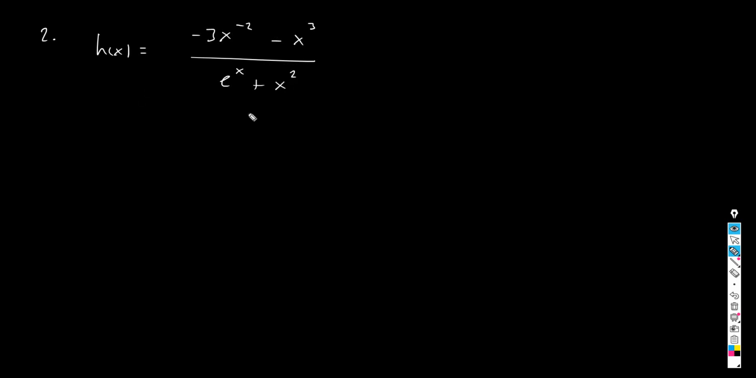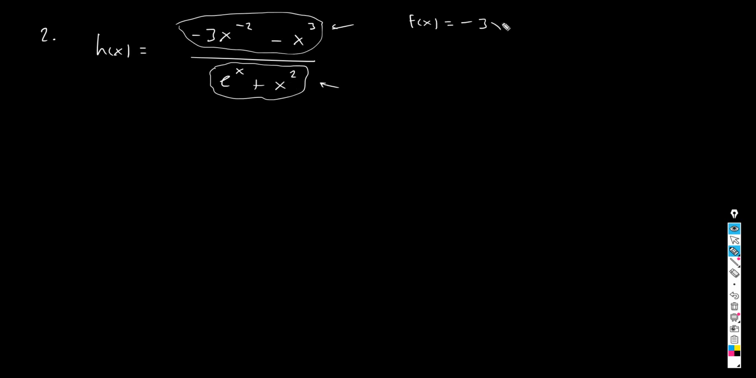So this one is a little more complex, right, than the one before. So same idea. I can notice that h of x is actually the quotient of this, which can be understood as a single function, and this other thing, which can be understood as another function. I may call this f, I may call this g. So let's do that. F of x is minus 3x to the minus 2 minus x to the 3. G of x will be e to the x plus x squared. Okay, and let's do this directly.